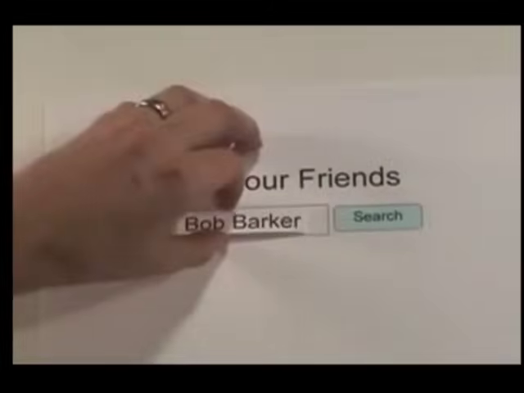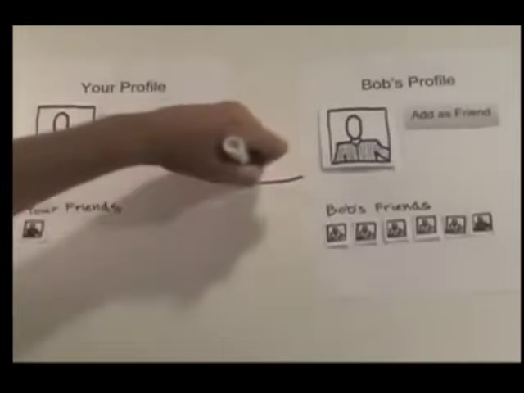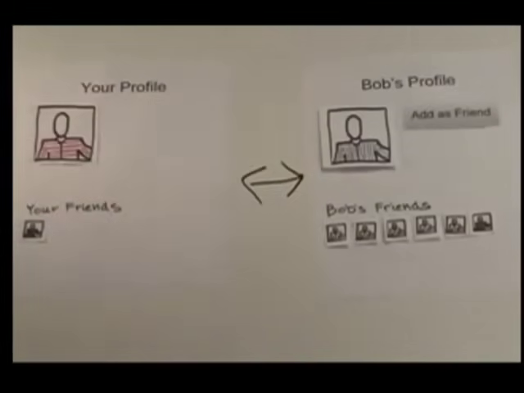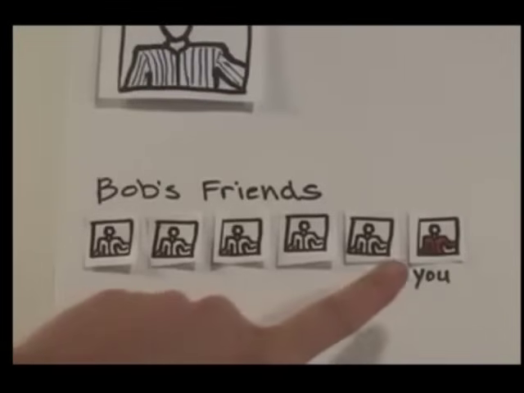Here's how it works. You sign up for a free account and fill out your profile. Then you look for people you know. When you find someone, you click a button that says Add as Friend. Once you do this, you and that person have a connection on the website that others can see. They are a member of your network, and you are a member of theirs.